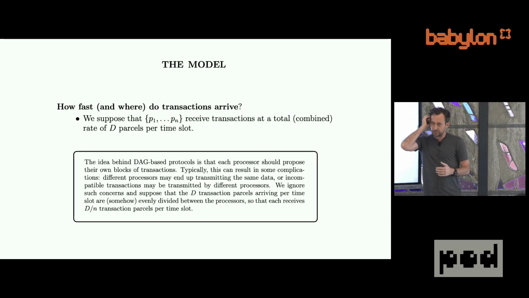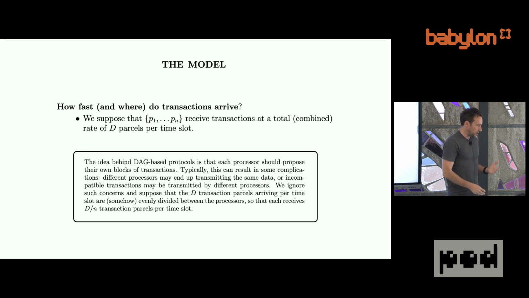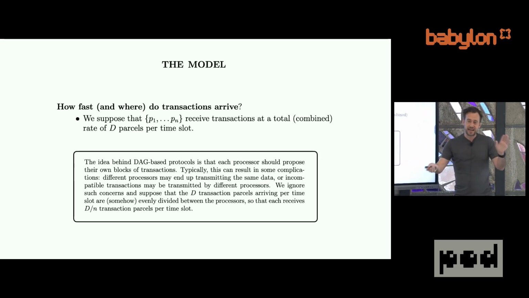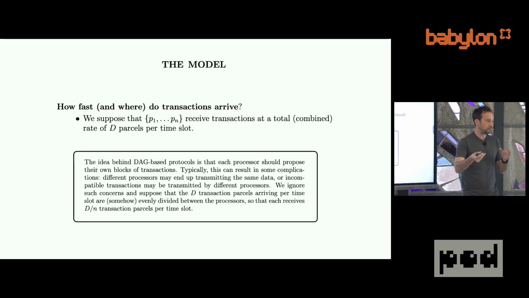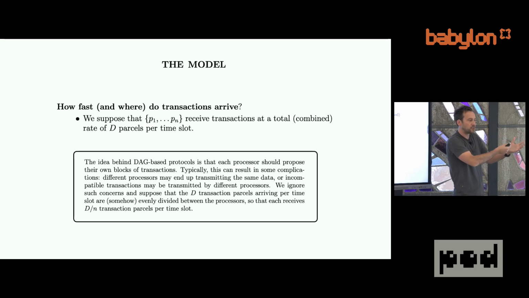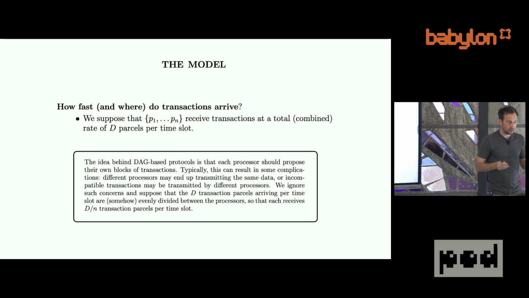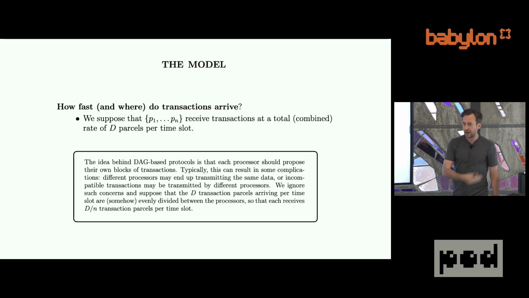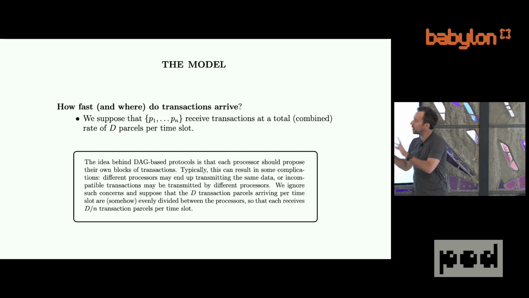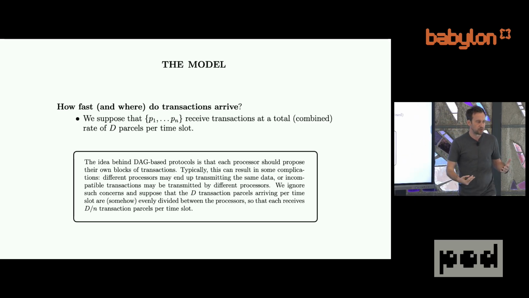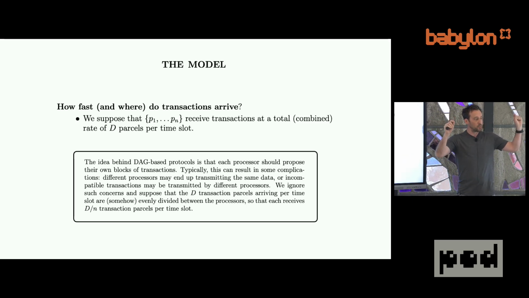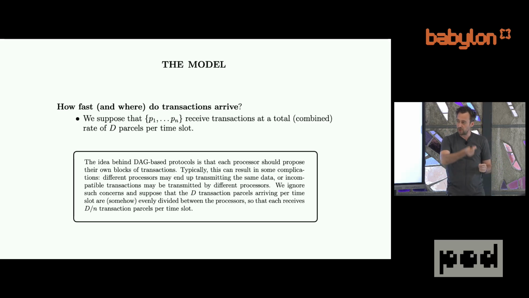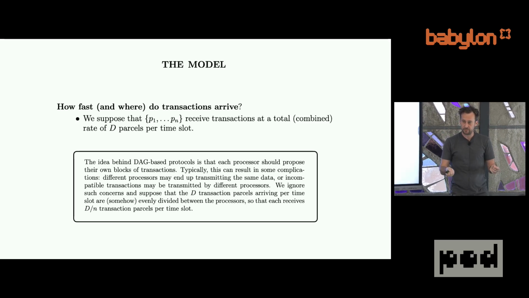Now there are some potential complications. With DAG-based protocols, everybody is supposed to be producing their own blocks. There could be complications there: maybe there will be some duplication of transactions between different blocks, maybe some blocks will contain transactions that are incompatible with other transactions, and so on. There are lots of considerations worth going into, but for now we're going to sweep all of that under the rug. When we're considering what I'll call the multi-sender setting, analyzing DAG-based protocols, I'm just going to imagine that the D parcels per time slot are evenly divided between the N processors. So they get D over N each, somehow.